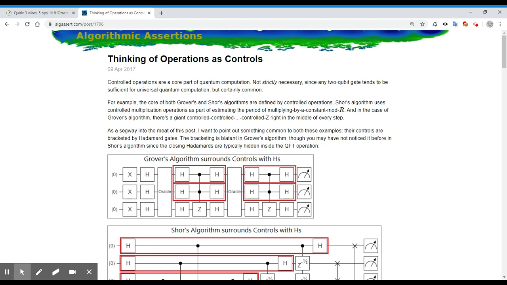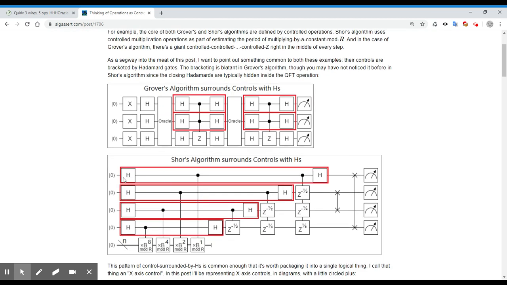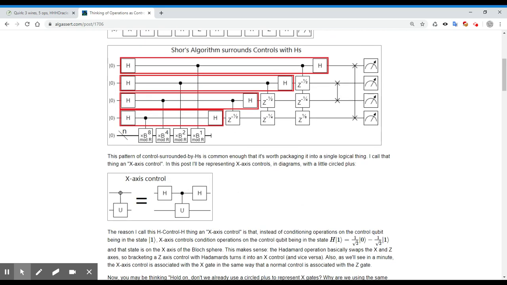As a segue into the meat of this post, I want to point out something common to both these examples. The controls are bracketed by Hadamard gates. The bracketing is blatant in Grover's algorithm, that you might not have noticed before, and here you have it. And Shor's algorithm is like, okay, between these and the QFT. That's what he says here. This pattern of control surrounded by Hadamard is common enough that it's worth packaging into a single logical thing. I call these an x-axis control. In this post I'll be representing x-axis controls in diagrams with a little circled plus.